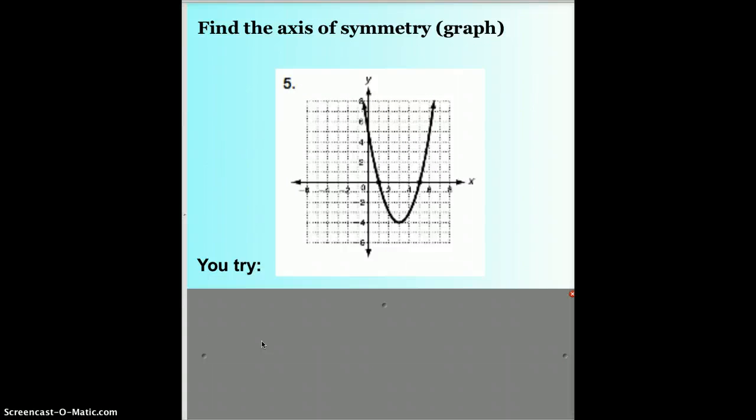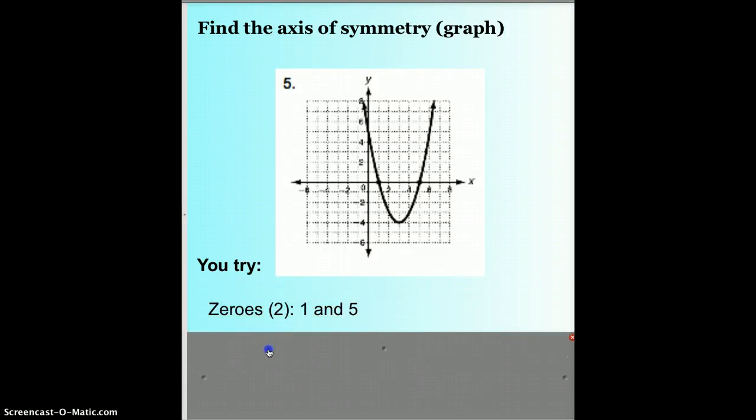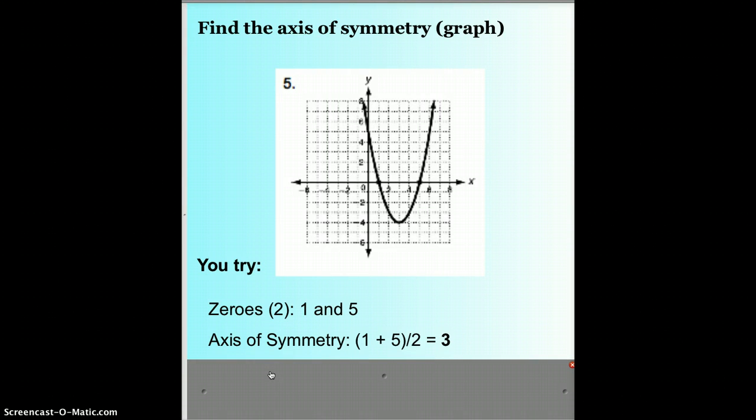Now you will try one on your own. So remember, start by finding the zeros and using them. Pause the video here. You should notice that you have two zeros here, 1 and 5. And because you have two zeros, this means you need to take the average of the two to find the axis of symmetry. Well, 1 plus 5 is 6, divided by 2 gives us 3. And you can see this here at exactly 3. We have a perfect half.